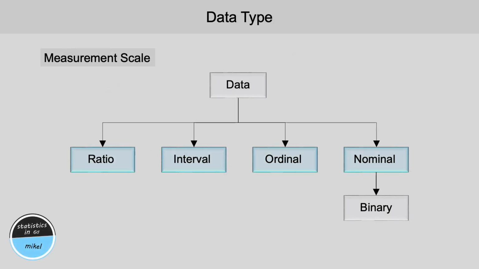The Six Sigma methodology drives decision-making through data analysis, and there are 4 different data types based on measurement scales, including ratio, interval, ordinal, and nominal. The ordinal and nominal are also known as categorical data. Binary data is a special form of nominal data. Now, let's illustrate these data types with examples.